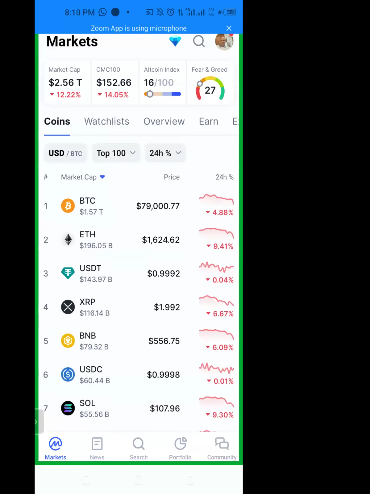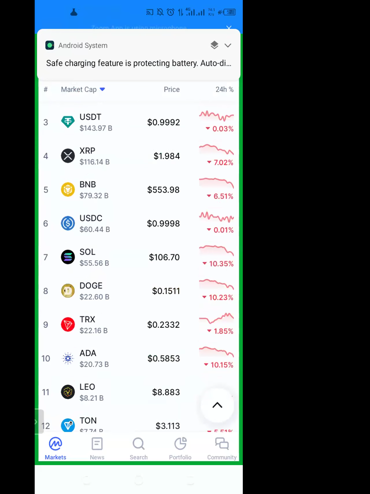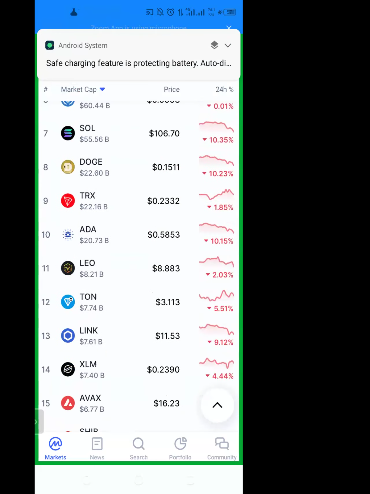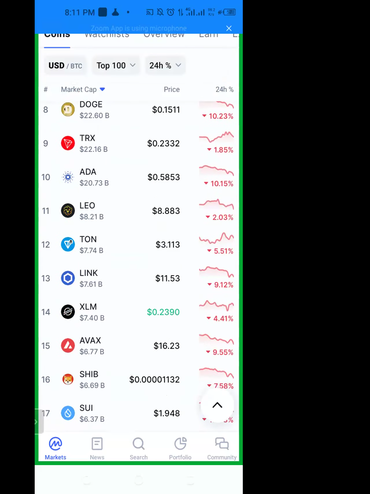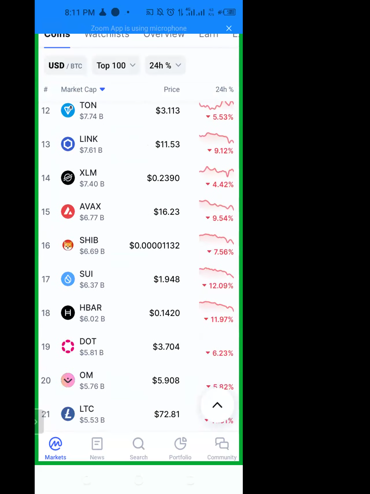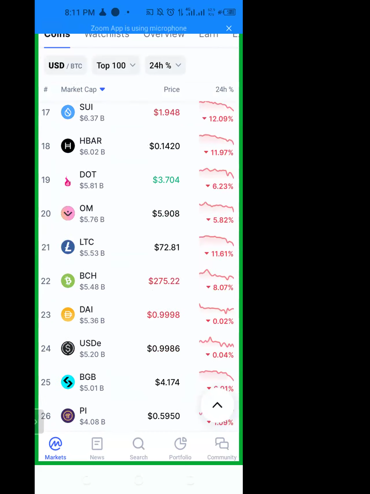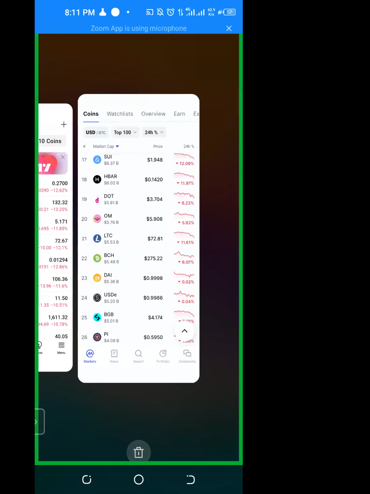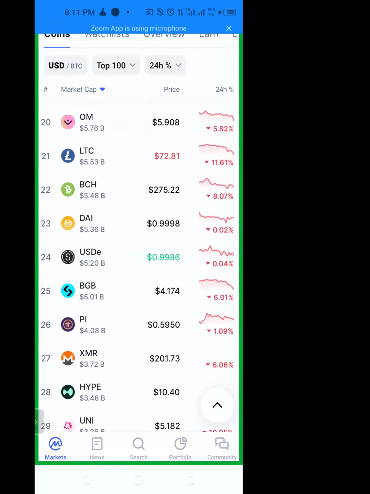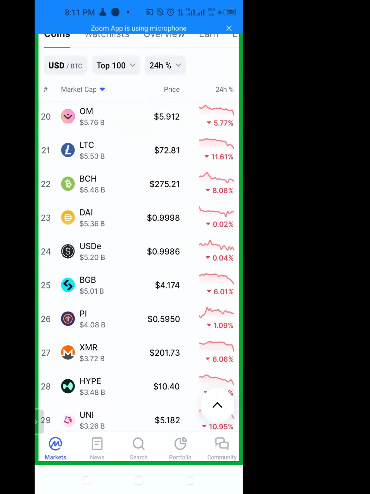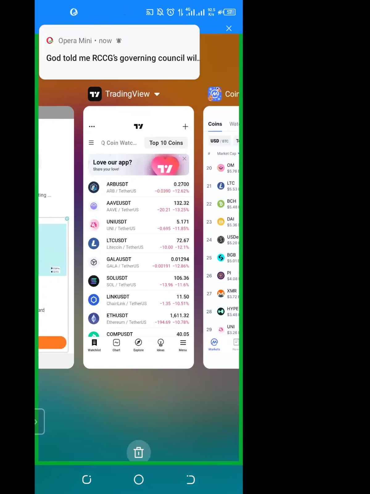Bitcoin, Ethereum, XRP is the number 3 coin. Can you imagine? Followed by BNB, Solana, TRX, Ada, Leo, Ton. That one that I'm trading, you can see it's number 12. Ton that came from nowhere is now in the top 20. So focus on these coins when you want to trade using the automation.